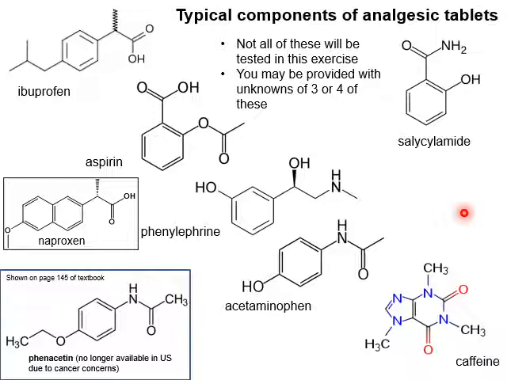For your experiment, you're going to separate components of analgesic tablets. So usually we have several compounds such as ibuprofen, aspirin, acetaminophen, caffeine, but usually we give you a mixture of 3 of them, usually ibuprofen, aspirin, acetaminophen. You need to know that ibuprofen is the least polar compound in the mixture, and acetaminophen and caffeine are the most polar.